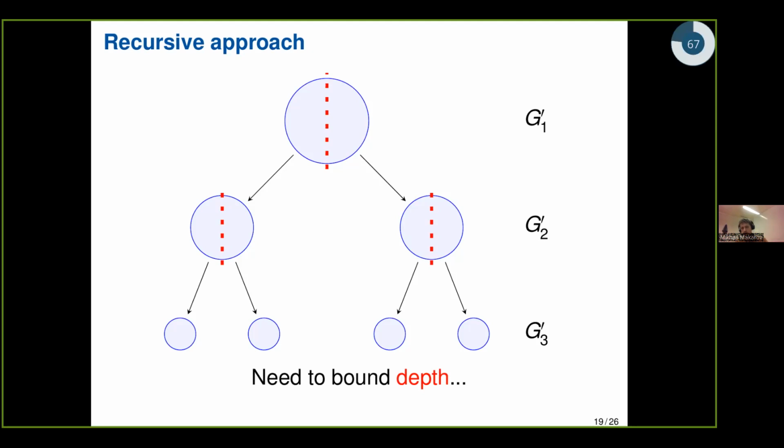This works, but it has one problem, and that is the total memory used would be the depth of this procedure times the memory needed to store one cut sparsifier. So to achieve almost linear memory in n, the depth must be polylogarithmic in n. And the simple algorithm that I mentioned earlier doesn't have this guarantee, so we need to improve the algorithm a little bit.